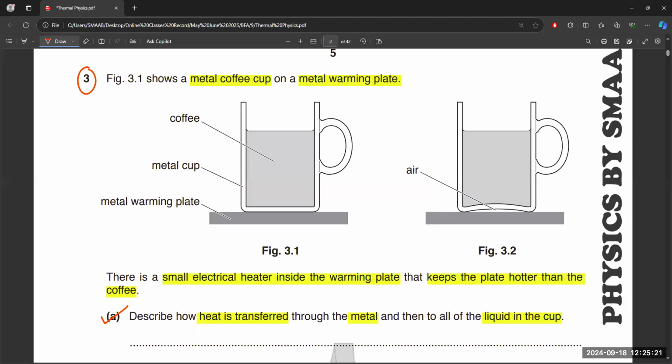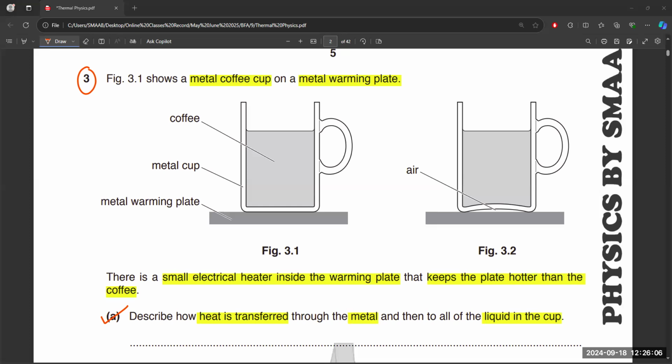Through convection. Okay. Basically, they are asking how heat is transferred through the metal and then to all of the liquid. So they are asking about two different types of matter. You said convection, okay, but for which are you applying convection? Through the metal or through all of the liquid in the cup? Sir, through all the liquid. Through all the liquid, right?